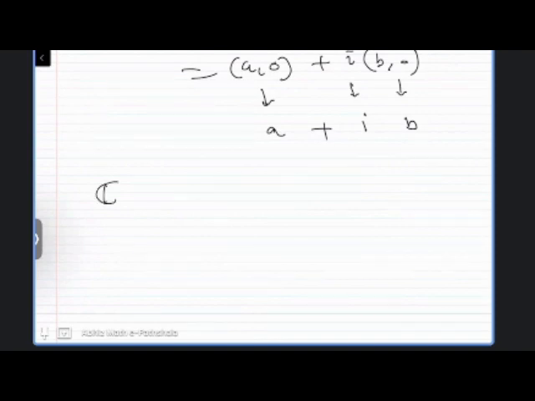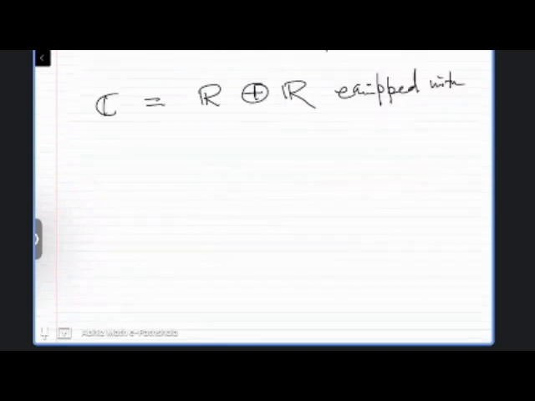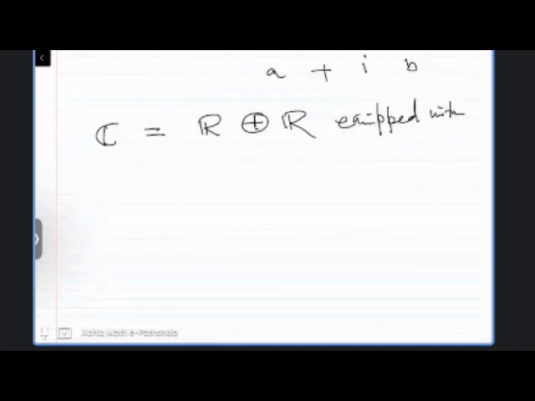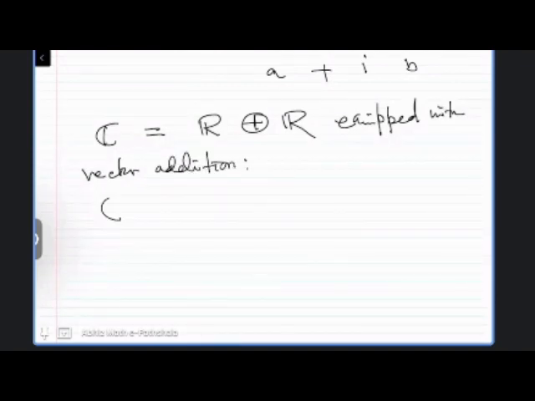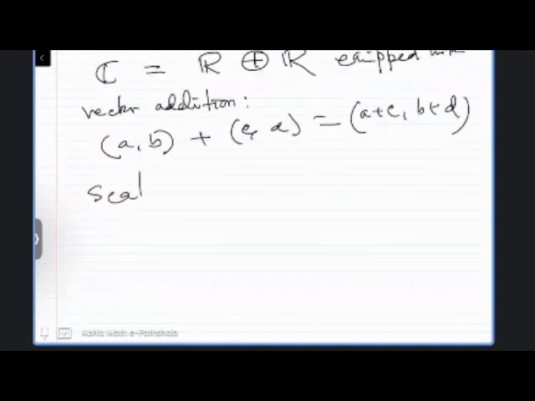So that means C has been taken as R direct sum R, equal to it. Let's look at this case, with the vector addition. What is the vector addition? Take a vector here, so (A, B) plus (C, D) is (A plus C, B plus D), component wise. And what is that scalar multiplication?